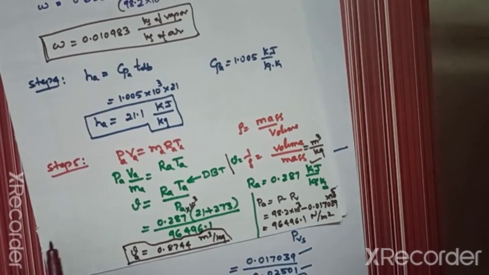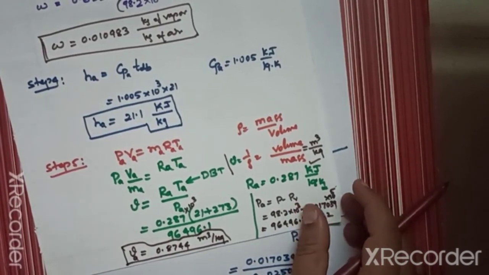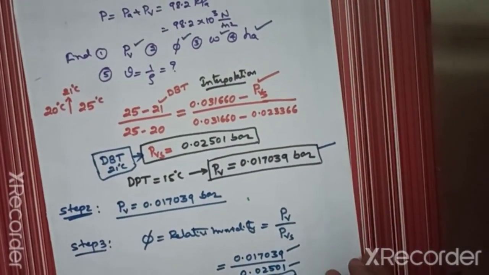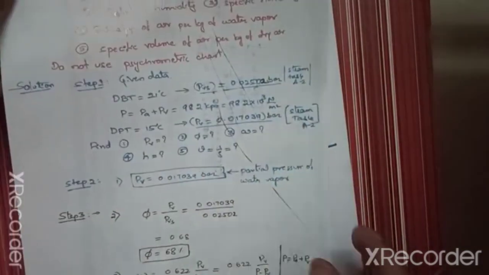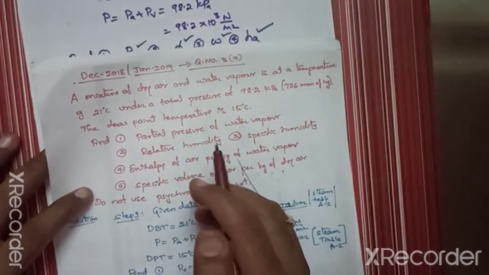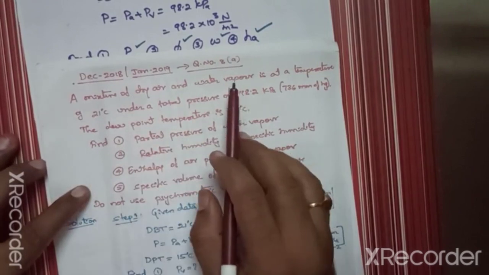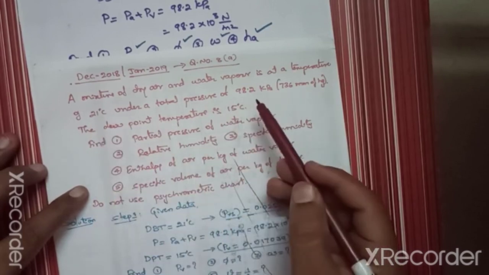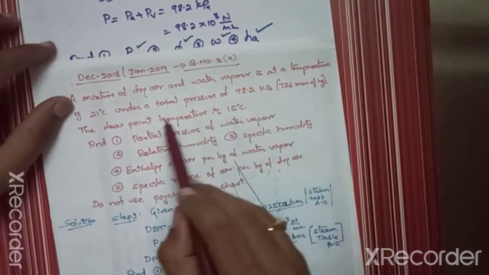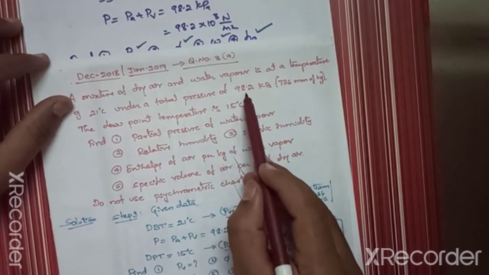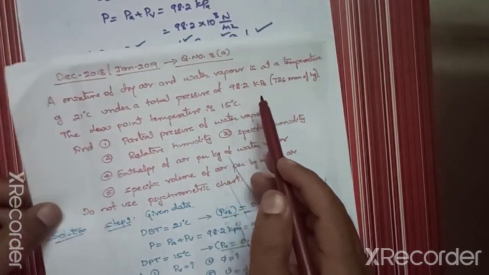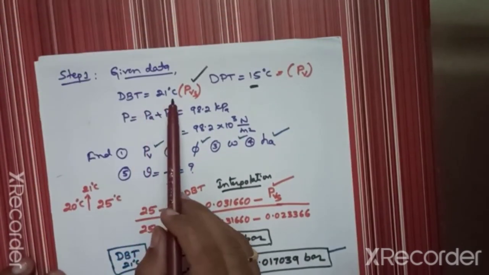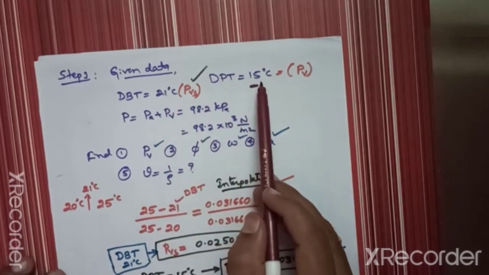This is how the numericals on psychrometry will be solved without using psychrometric chart. So we will glance once again at what he has given. This is step number 1, the definition of the problem. A mixture of dry air. He has given dry bulb temperature and he has given wet bulb temperature. Sorry, dew point temperature is given, that is 15 degrees Celsius, and total pressure is given, 98.2. So those three values we have written here. Dry bulb temperature is 21 degrees and dew point temperature is 15 degrees Celsius.